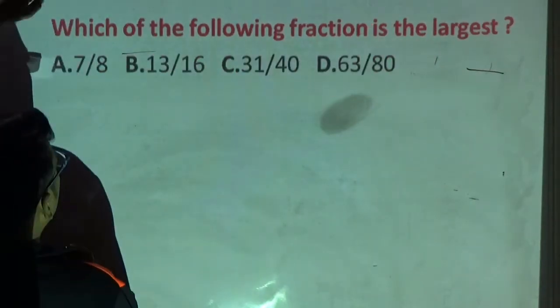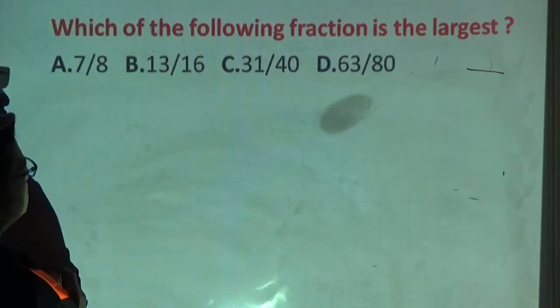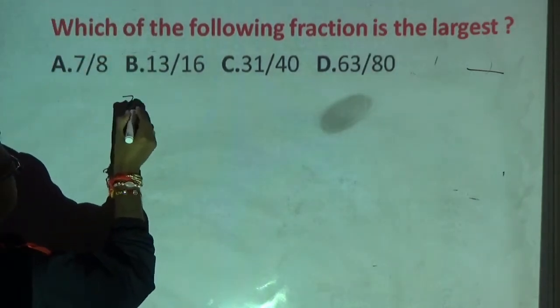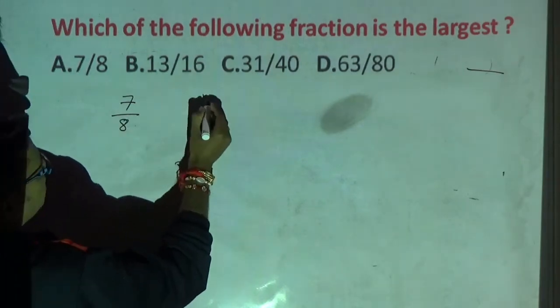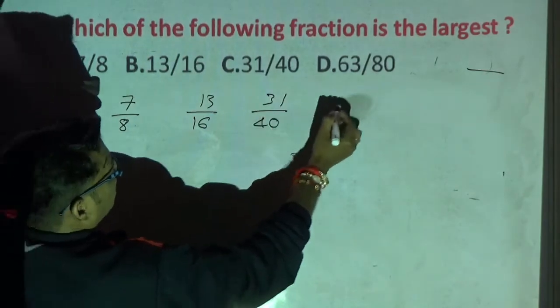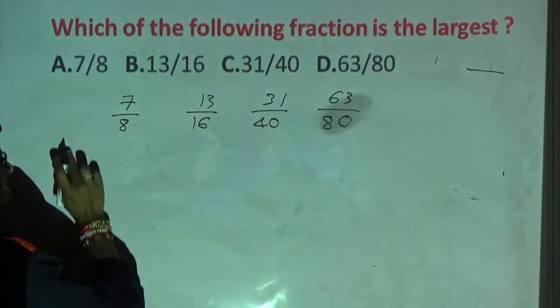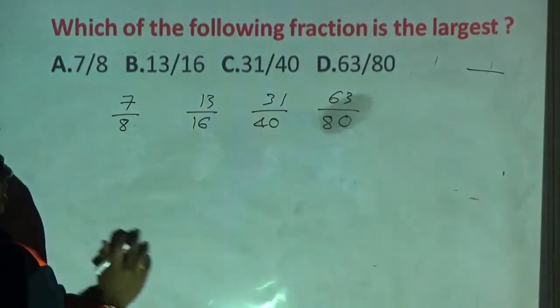Now, which one of the following fractions is largest? They are asking: 7 by 8. Options are 3 by 16, 31 by 40, and 63 by 80. Now, I need to find out which is the largest fraction among the given options.